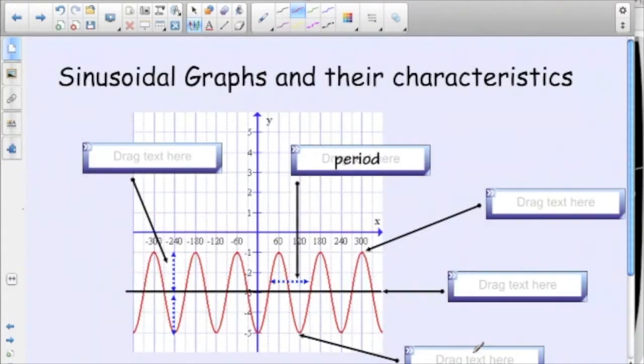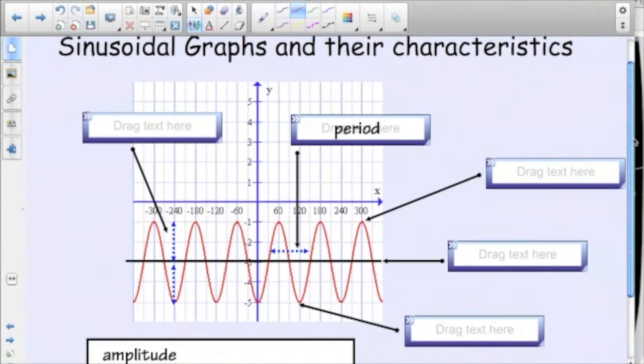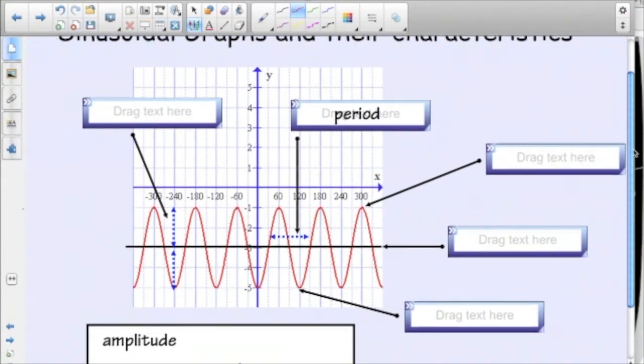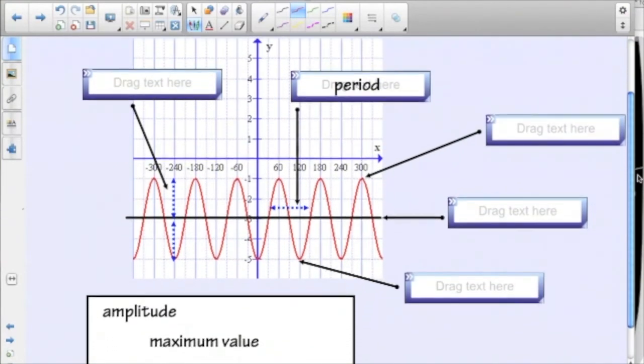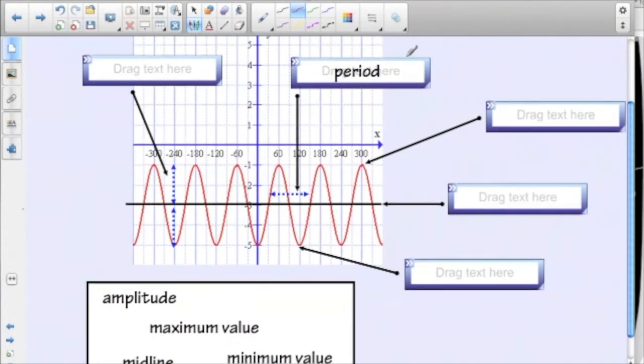Now this slide is just for you to figure out different parts of it by looking at the graph. So the characteristics. The first one I have up here is the period. So I'll put it back in the box.